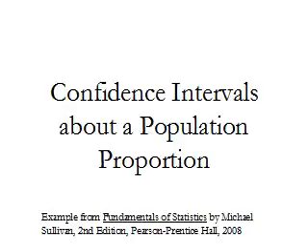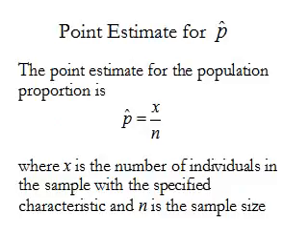In this video, we'll learn how to do confidence intervals about a population proportion. We're going to use an example from the Fundamentals of Statistics by Michael Sullivan. The point estimate for the population proportion is p hat, which is the number of individuals in the sample with the specified characteristic, or x, divided by n, the sample size.